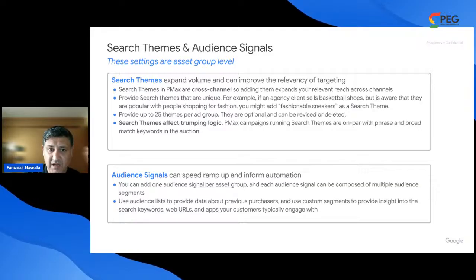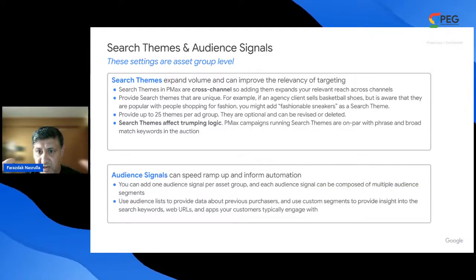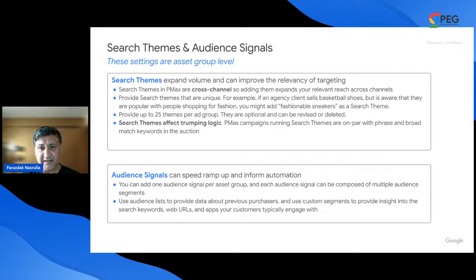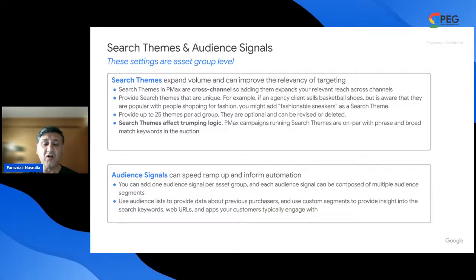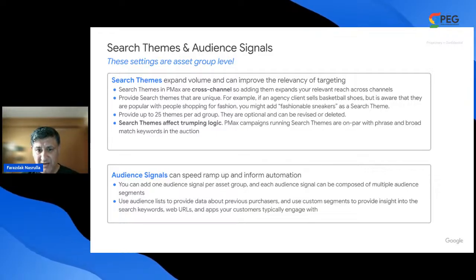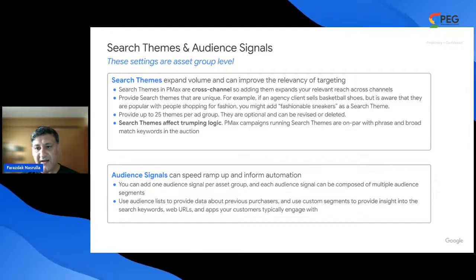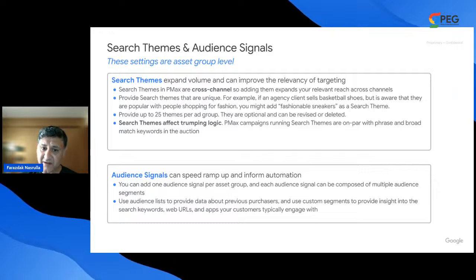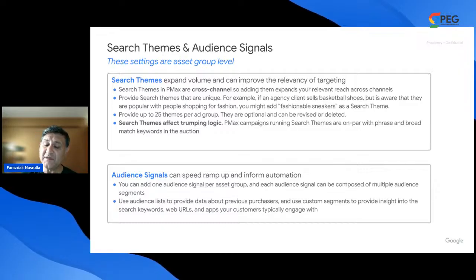Now, search themes are a powerful way to expand your reach and improve the relevancy of your targeting within Performance Max. Unlike traditional keyword targeting in search campaigns, search themes in Performance Max are cross channel. By providing these themes, you are helping the AI understand the types of searches that are relevant to your offerings across all Google services. Think of them as providing context to the AI. For example, if you are an agency selling basketball shoes, but you know that people also search for fashionable sneakers, adding that as a search theme can help you capture relevant traffic even if the search term doesn't directly include basketball shoes. You can provide up to 25 themes per ad group.